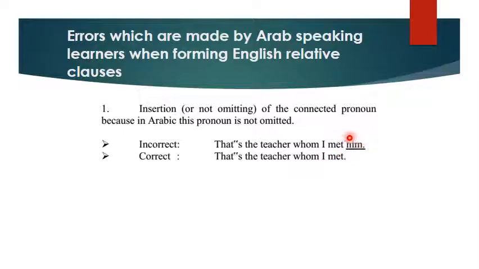Okay, this is the connected pronoun. In Arabic it is supposed to be قابلته. This is the attached or the connected pronoun he meant here, الضمير المتصل, which is the ته in قابلته. In English we are not supposed to use this pronoun anymore. It is supposed to be deleted. It is an objective pronoun, an object. So that's the teacher whom I met, and full stop, that's it.